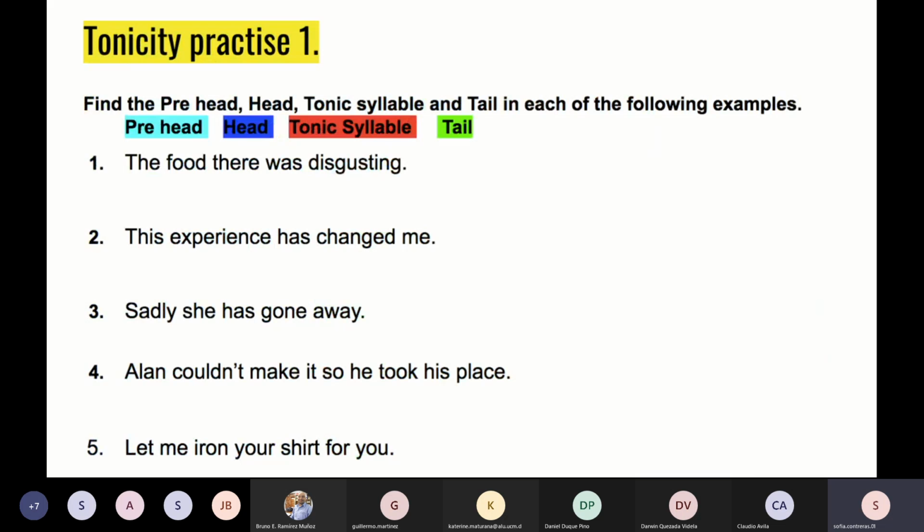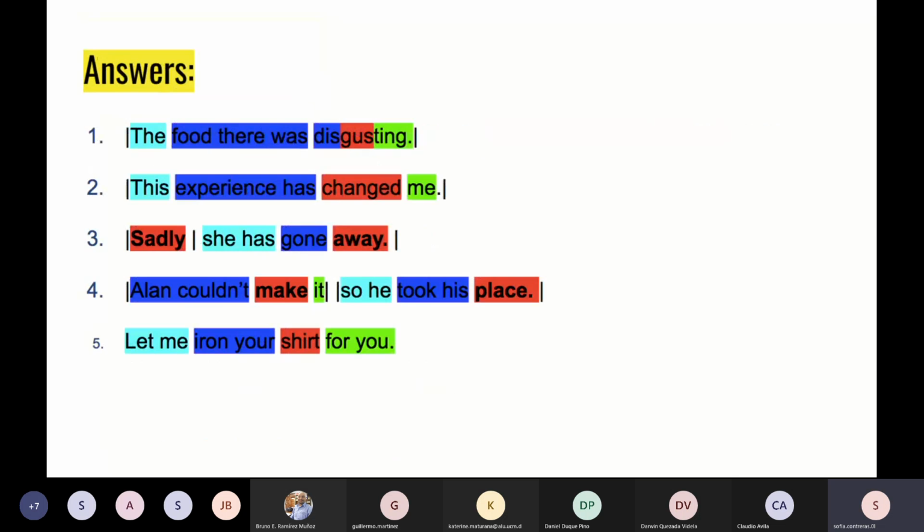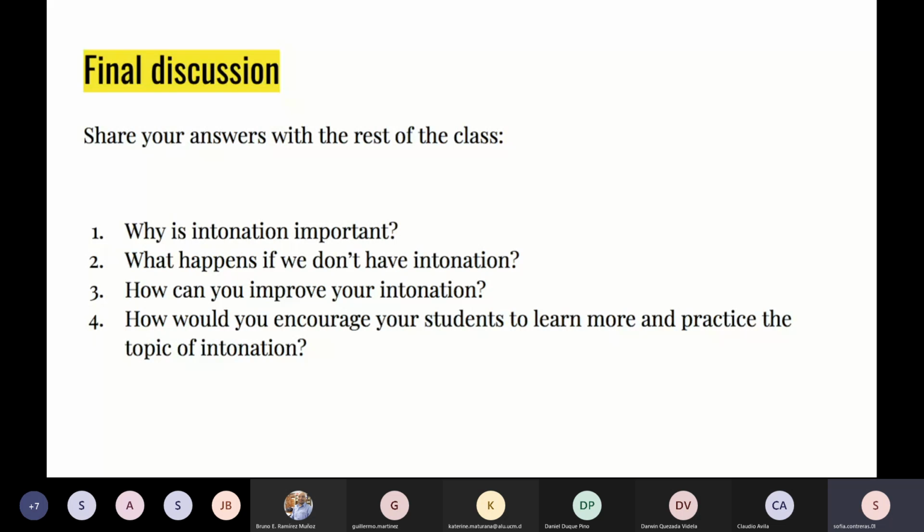I'm sorry that we cannot develop this activity because it's a listening activity. We're going to continue with a final discussion. Okay, so I would like you to share your comments with the rest of the class. According to what we learned today, what can you say? Why is intonation important?